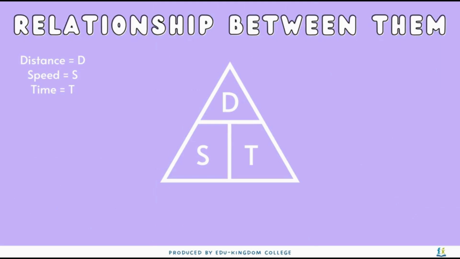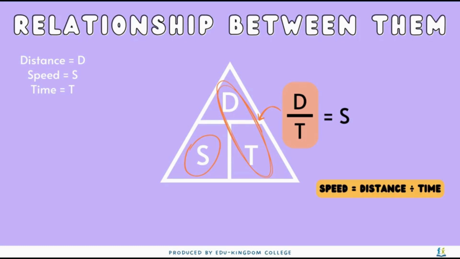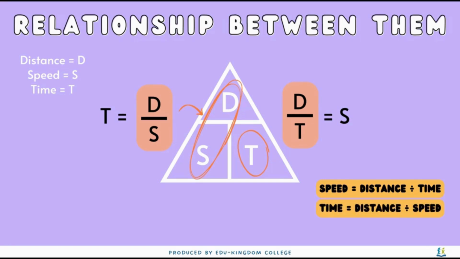There is a strong relationship between distance, speed, and time, given by this triangle here, with distance on top and speed and time at the bottom. It shows that distance over time, which is distance divided by time, will give us speed. Therefore, the formula for speed is distance divided by time. On the flip side, we have distance over speed, which leaves out time. In other words, the formula for time is time equals distance divided by speed.